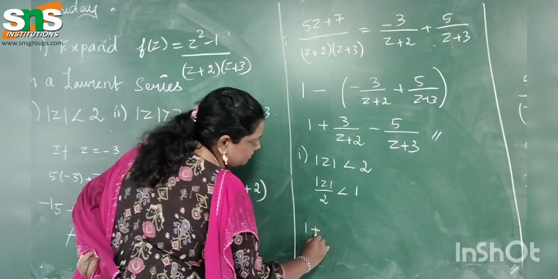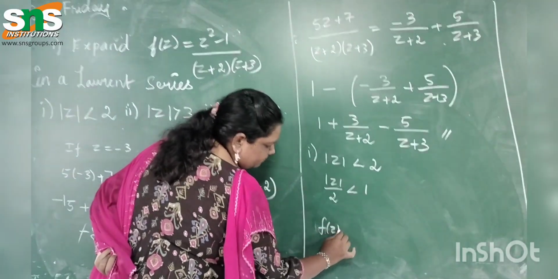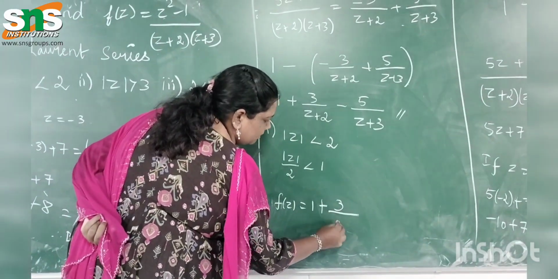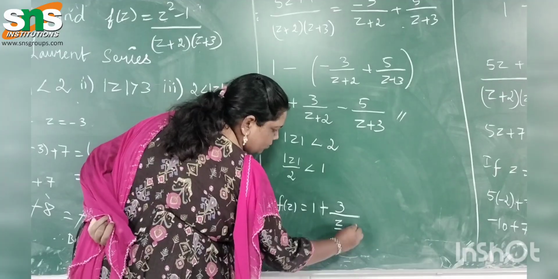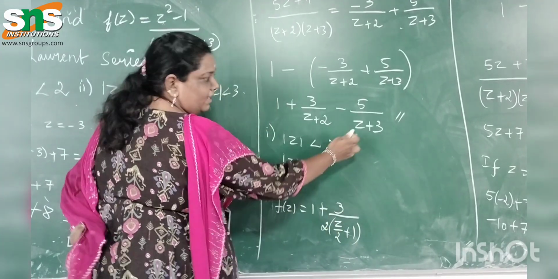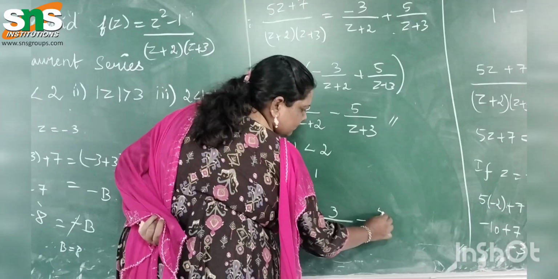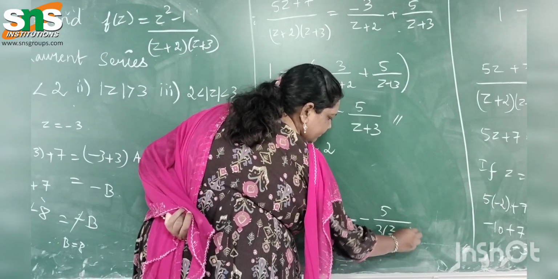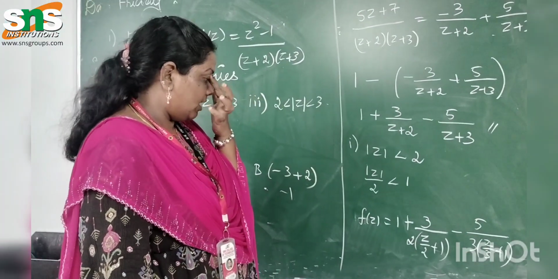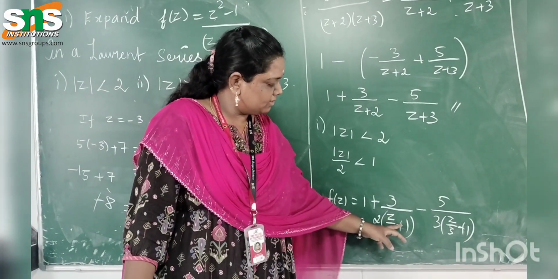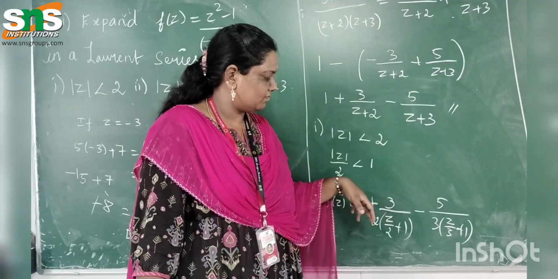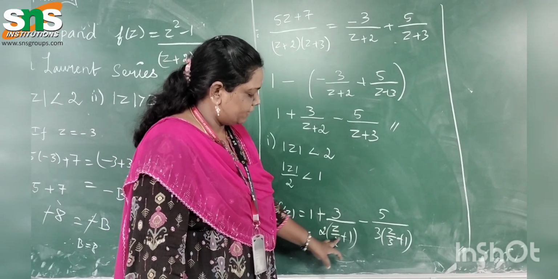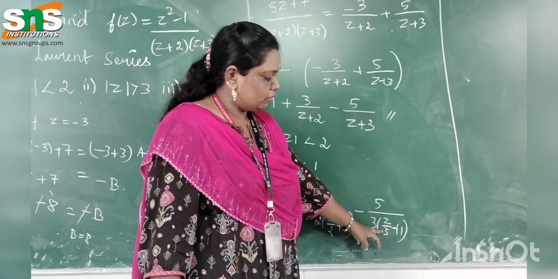So f of z equal to 1 plus, we are taking 2 as a common thing here. So we will get z divided by 2 plus 1 into 2, and we are taking 3 as a common here. So minus 8 divided by 3 into z divided by 3 plus 1. So now f of z equal to 1 plus 3 by 2 into z by 2 plus 1 minus 8 divided by 3 into z by 3 plus 1.